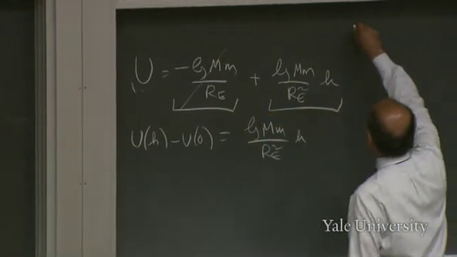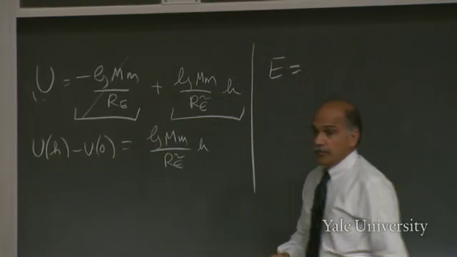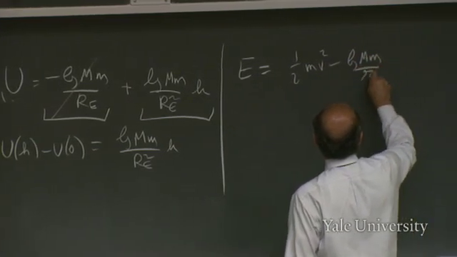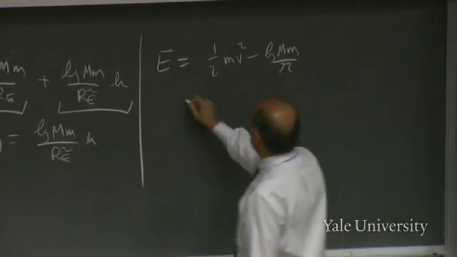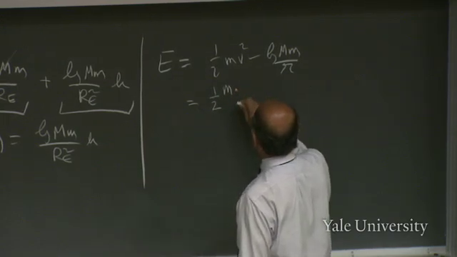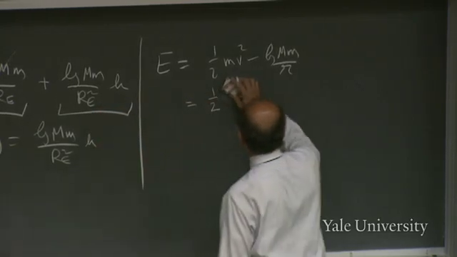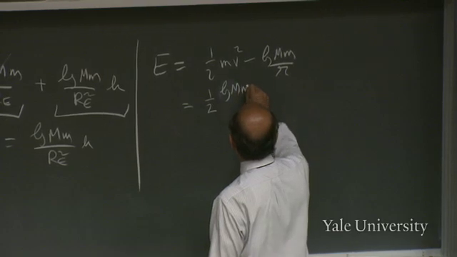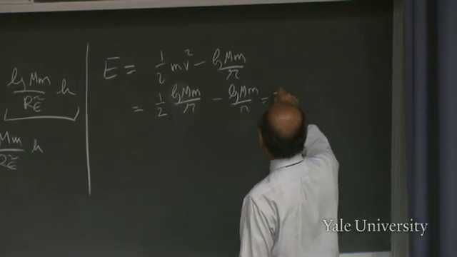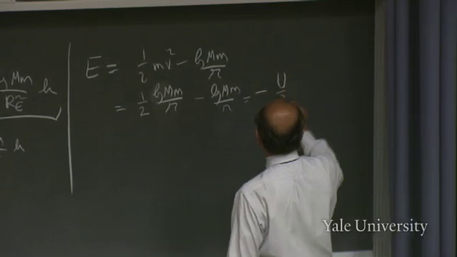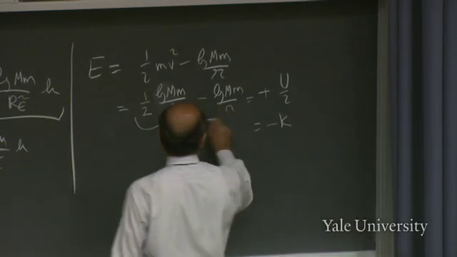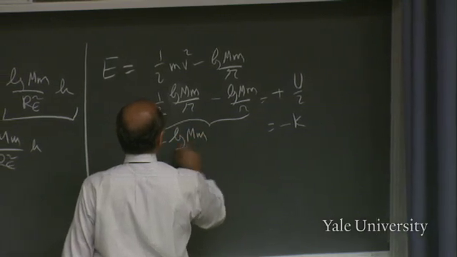Now, for a circular orbit, what's the energy? It's 1/2 mv squared minus GMm over r. But we know that mv squared over r is the centripetal force, and therefore you can write that as GMm over r minus GMm over r. You find the answer is then minus the potential energy over 2, or I'm sorry, potential energy over 2r minus the kinetic energy. In other words, if you combine these two terms, you get minus GMm over 2r.